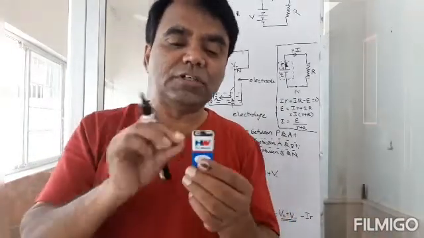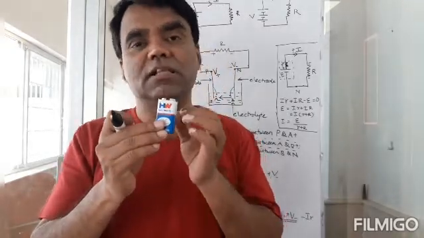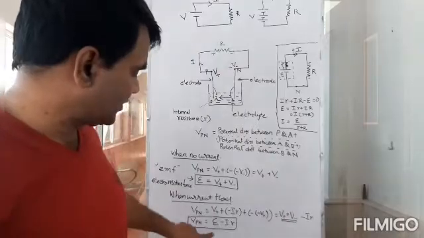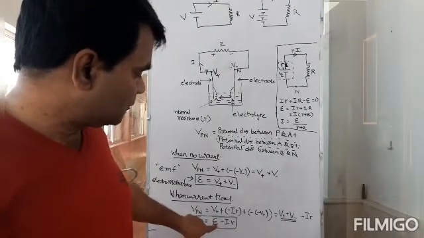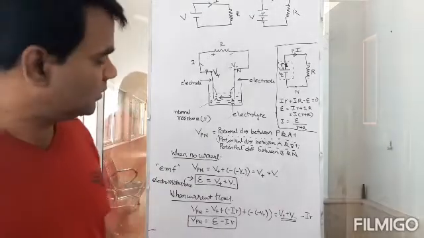Okay, and that is because of the voltage drop across the internal resistance in the cell. So that is what we got here. Vpn is equal to EMF minus IR.